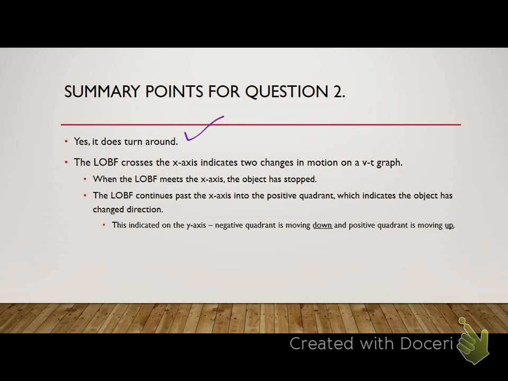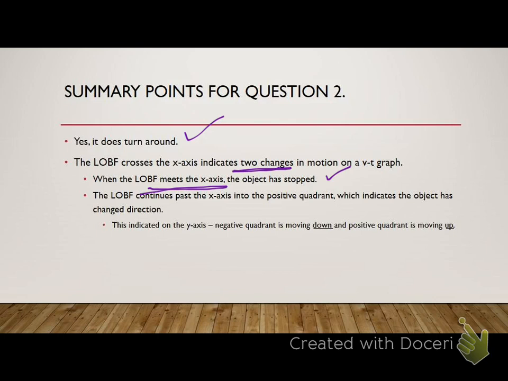Then the next thing is dealing with looking at the line of best fit, and you're looking at that where it crosses that x-axis. So it does indicate two changes, and those two changes are key to your explanation. First one, where it meets that x-axis, we know that it comes to a stop, and that's one of the key components of an object turning around. We know it has to come to a stop, so you need to justify that by saying that that x-axis is representing the point where the object is motionless or has come to a complete stop.